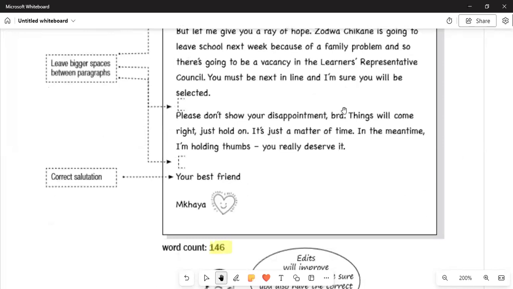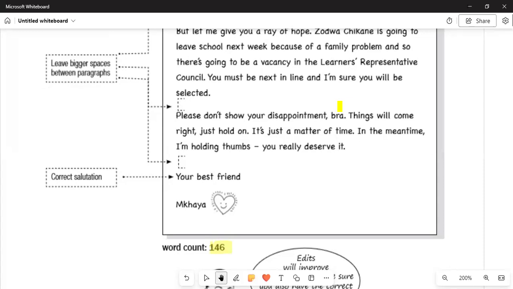Then you are skipping a line now, and then we are saying, please don't show off your disappointment, brother. Things will come right. Just hold on. It's just a matter of time. In the meantime, you skip a line, and then your best friend, and then you skip a line, Mkaya. Then you count each and every word; every word must be allocated.